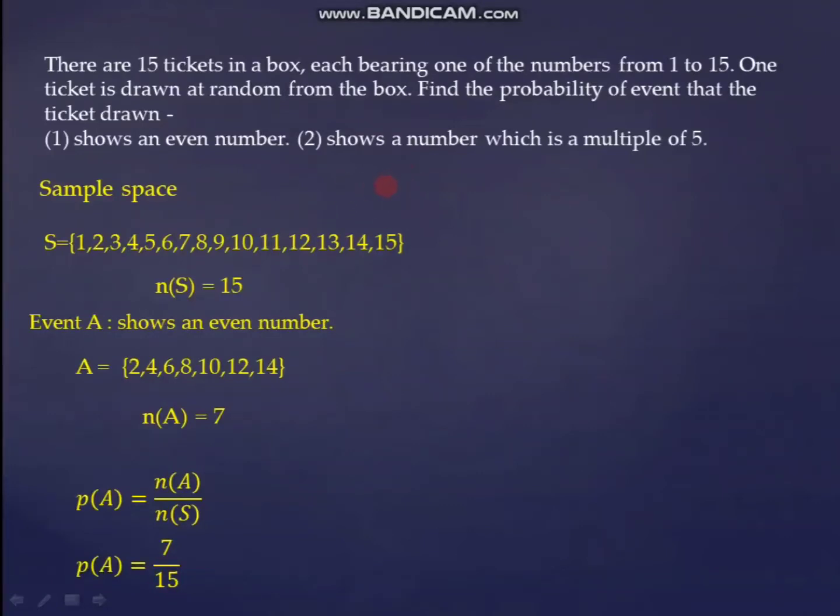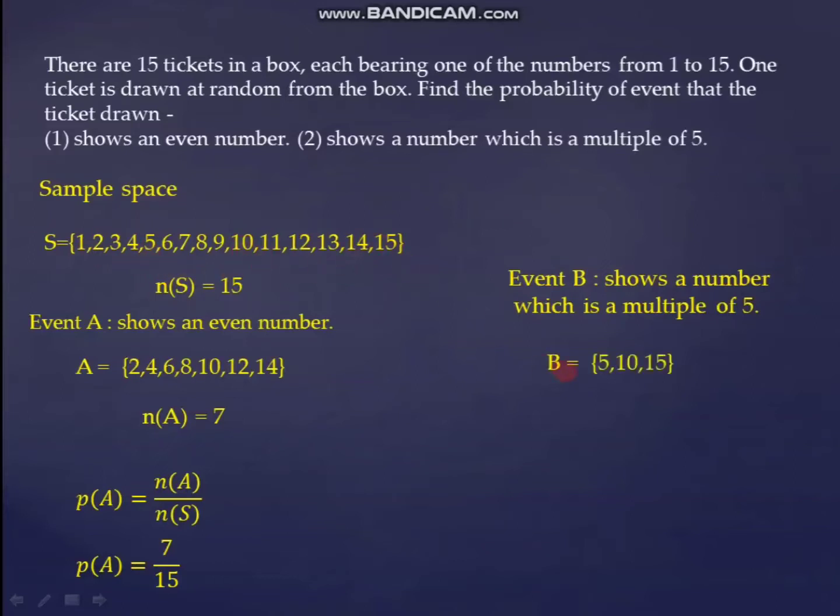Now let us name the second event as event B, which shows a number which is a multiple of 5. Now amongst all these 15 numbers, we have to select those numbers which are multiples of 5. So the first number which is a multiple of 5 is 5, then 10 and 15. So these are the three elements which satisfy the given condition. That's why this set has three elements, that is n(B) is equal to 3.